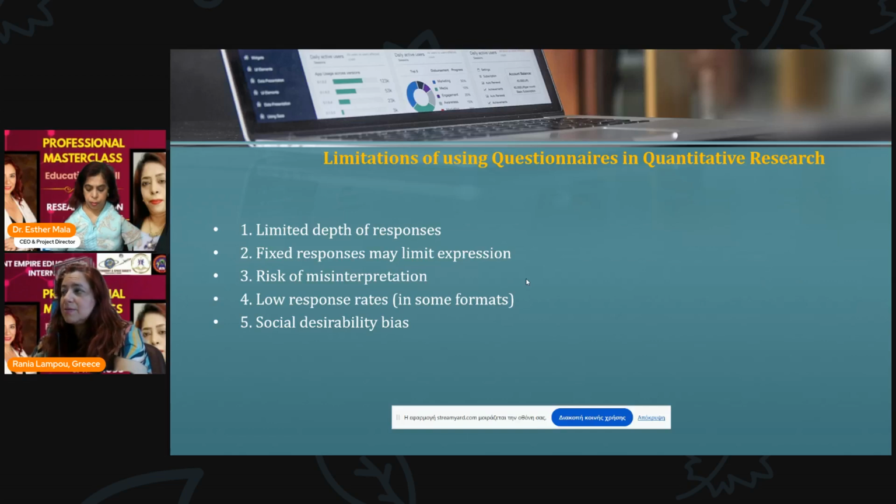Low response rates: online or mail surveys often suffer from this, from non-response bias affecting the representativeness of the data. And social desirability bias, because respondents may answer in ways they believe are socially acceptable, but not necessarily truthful. So be careful of what we call social desirability bias. In summary, we could say that questionnaires are efficient and reliable tools for collecting large-scale quantitative data, but they must be carefully designed to avoid ambiguity, bias, and superficial results.